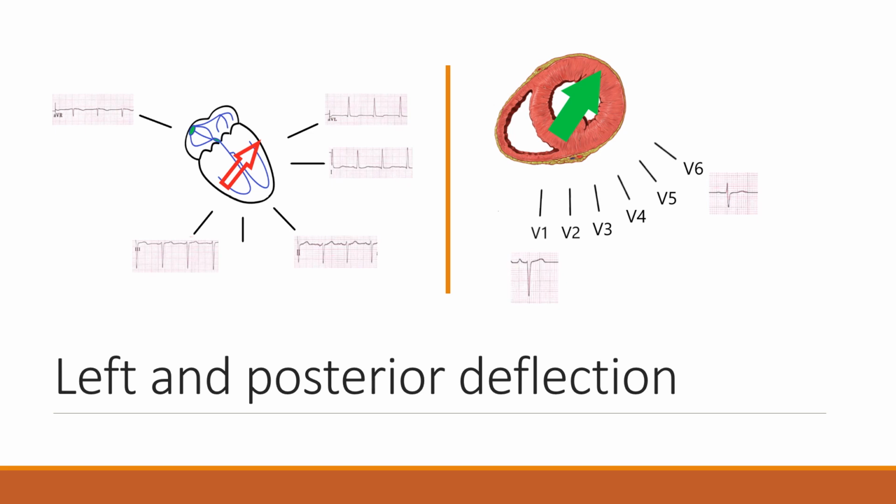So here, AVL is most upright, and we have that QRS, that ventricular depolarization moving in that way. So we have a left axis deviation from the vertical plane. Let's look over at the horizontal. It's down in V1, but it's still down in V6. That tells me that it's being deflected to the back, or I have posterior deflection. So this is a very specific finding, and this is indicative of something called a left anterior fascicular block.